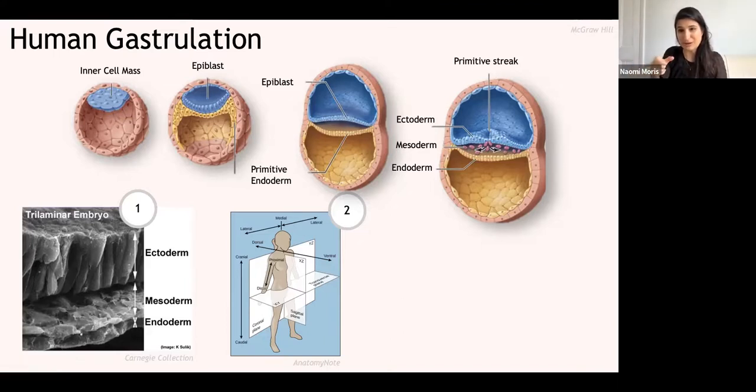So the primitive streak marks just the posterior part of the embryo. And so then obviously the side opposing that is the anterior end of the embryo. And so the origin of the primitive streak really marks that distinction between anterior and posterior, as well as dorsal ventral. And because it's a streak, also medial lateral as well.